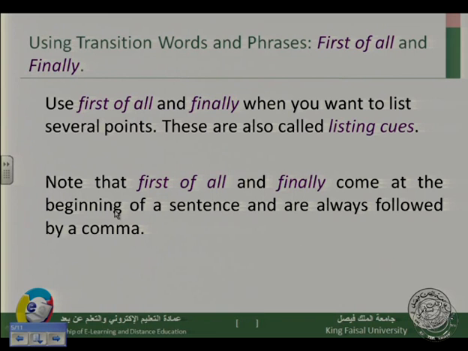Right. So you've used first of all and finally when you want to list several points. These are also called listing cues. So when you write your paragraph, and let's say you want to mention a few points, 1, 2, or 3 points, and you want to indicate to the reader that you want to mention these points, and these points are in the order that they will be presented.